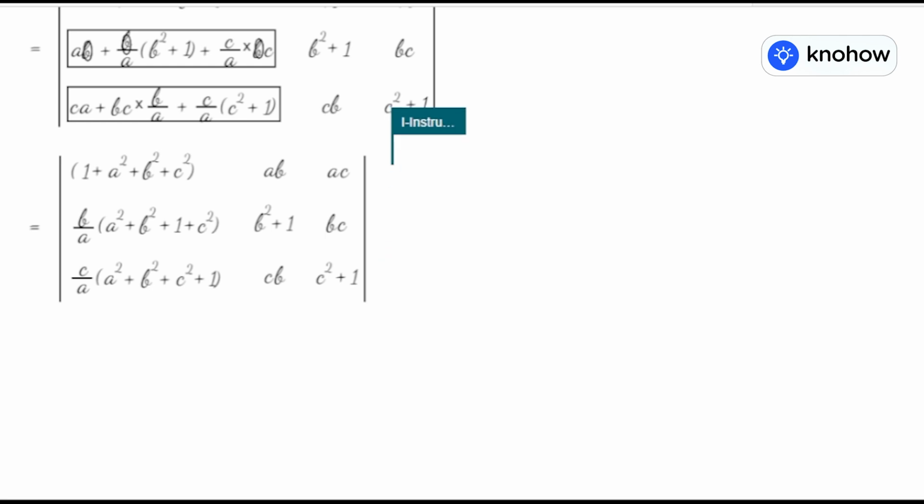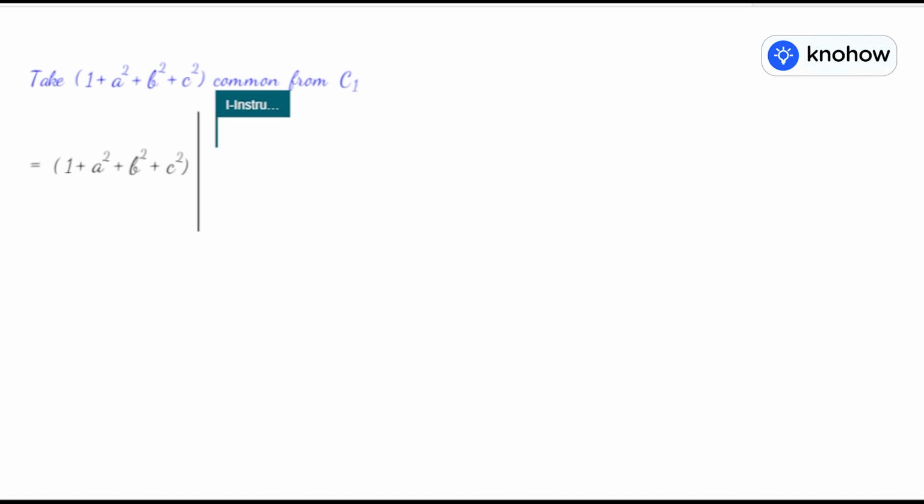And what is the next step? You take 1 plus a square plus b square plus c square common from C1. So you get 1 plus a square plus b square plus c square out, and in the first column you are left with 1, b by a, c by a. In columns 2 and 3, still the same: ab, b square plus 1, cb, and the third column is ac, bc, and c square plus 1.